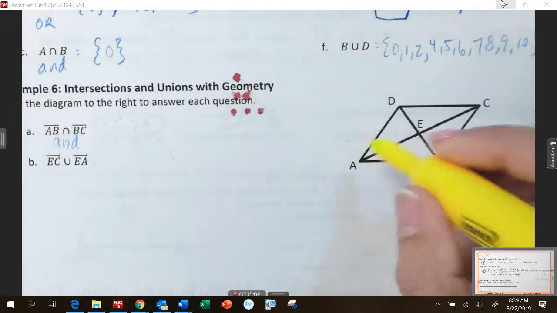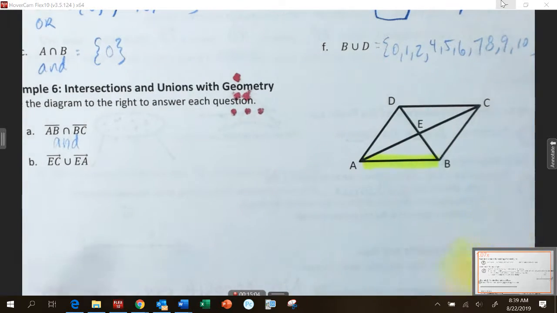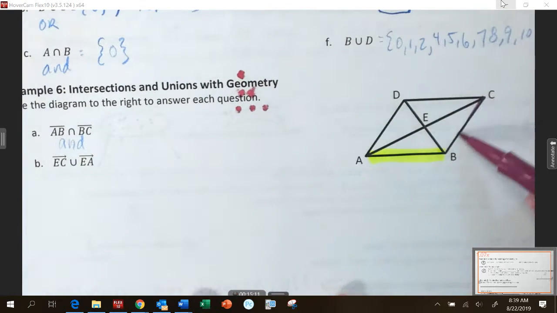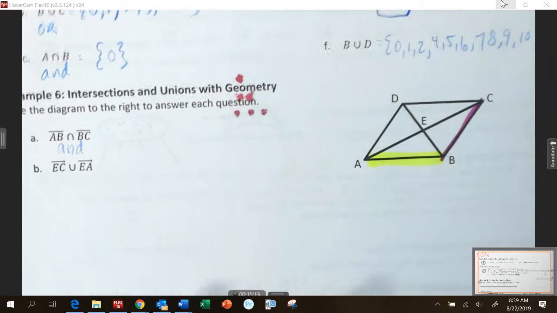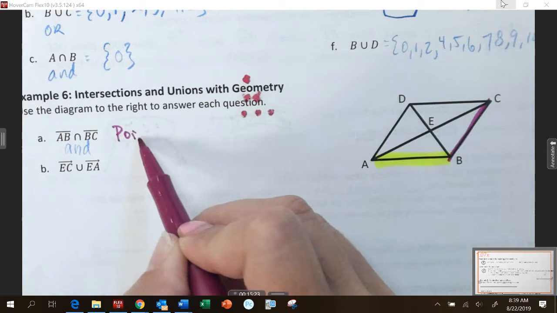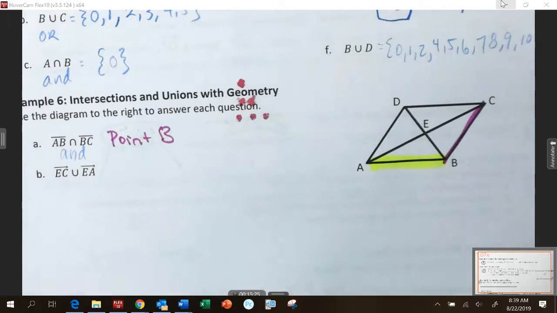So we're going to look at this picture. AB is here. And BC here. What do they have in common? Simon? Point B, right. So when we talk about "and," we're talking about what they share, where they intersect.